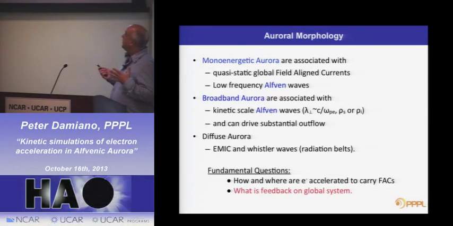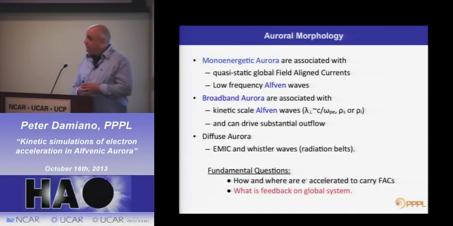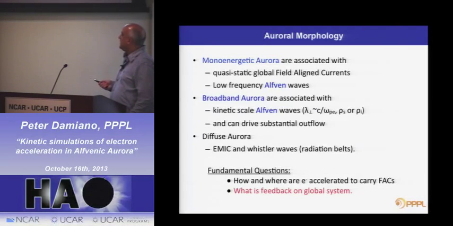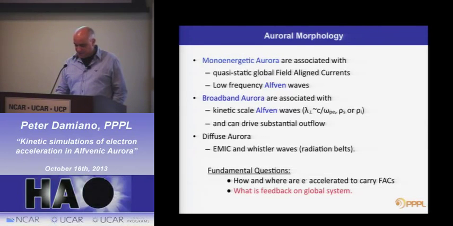And I want to emphasize, one of the things I want to illustrate today is that the acceleration characteristics of electrons in the global scale waves and the dispersive scale waves are quite distinct. And the forces that are generating the E parallel are different. So the fundamental questions we want to answer are: how and where are electrons accelerated to carry the field line currents by these waves? And also, what is the feedback on the global system of this electron energization? And that point will become a bit more clear as I get into the presentation.